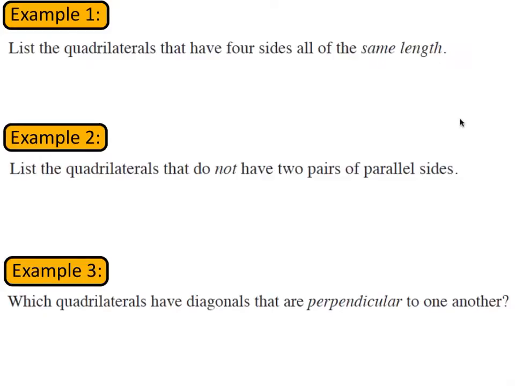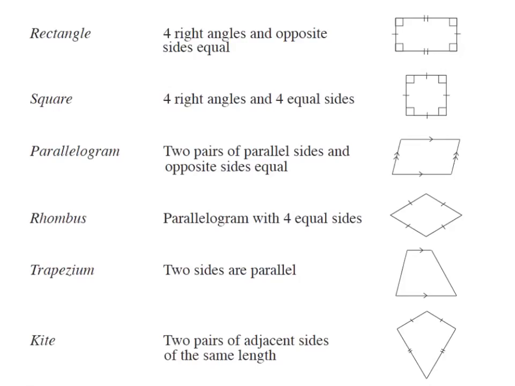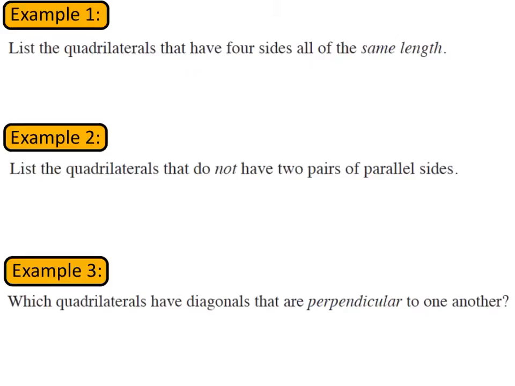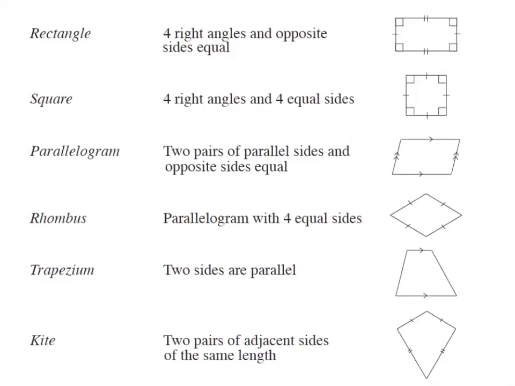So let's just jump in and go straight into our examples. So the first question, list the quadrilaterals that have four sides all the same length. Well, if we go back to our original slide, all the same length, well, of course, the square and the rhombus are the two answers for example 1. In example 2, we need to list the quadrilaterals that do not have two pairs of parallel sides. Well, it's going to be the trapezium and it's going to be the kite. All the others have two pairs of parallel sides.